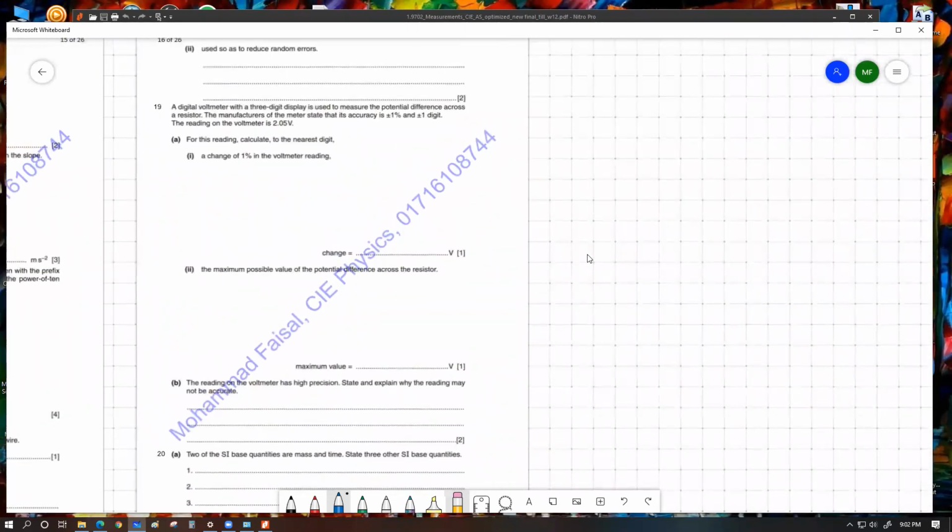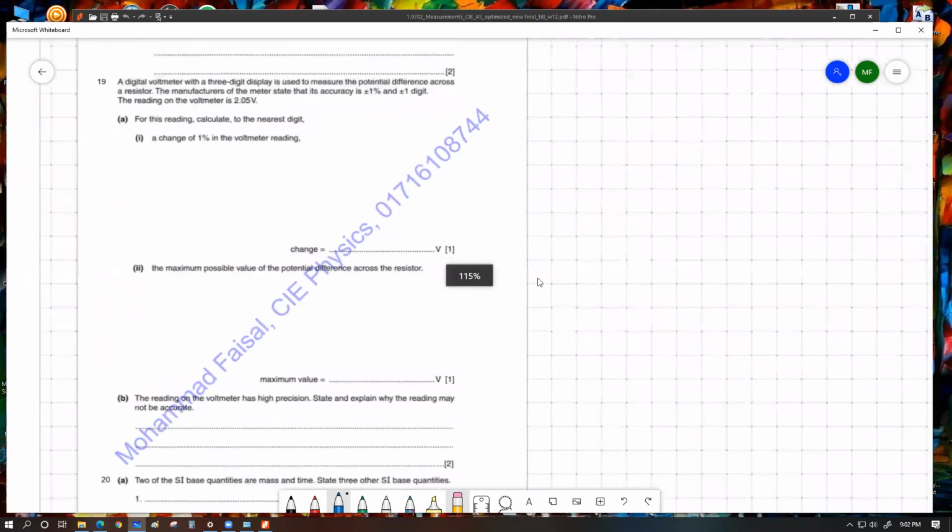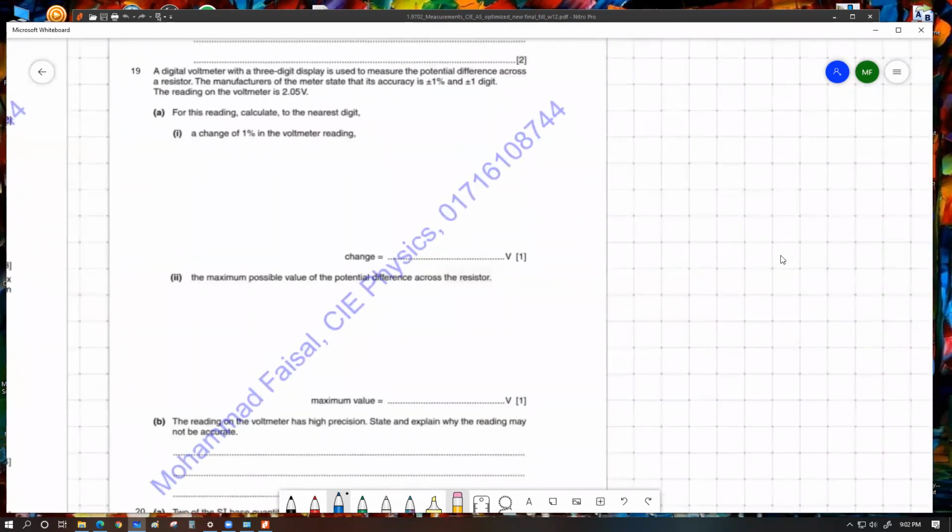Number 19 বলছে a digital voltmeter with a 3-digit display is used to measure the potential difference across a resistor. The manufacturers of the meter state that the accuracy is plus minus 1%, plus minus 1 digit. আচ্ছা, এটা একটা খুব ভালো কোশ্চেন। Zoom in. The reading on the voltmeter is 2.05 volt. For this reading, calculate to the nearest digit the change of 1% in the voltmeter reading. The maximum possible value of the potential difference across the resistor. The reading on the voltmeter has high precision. State and explain why the reading may not be accurate.